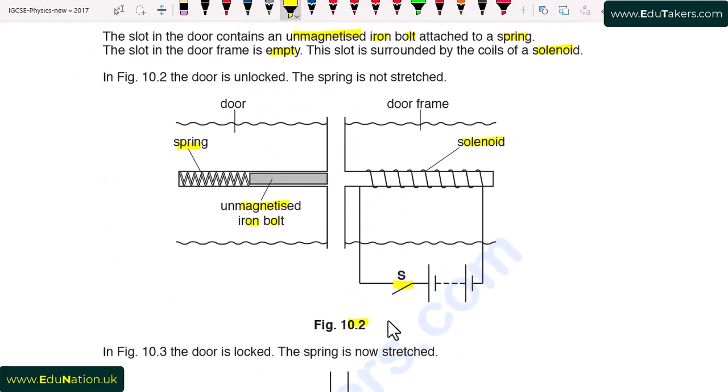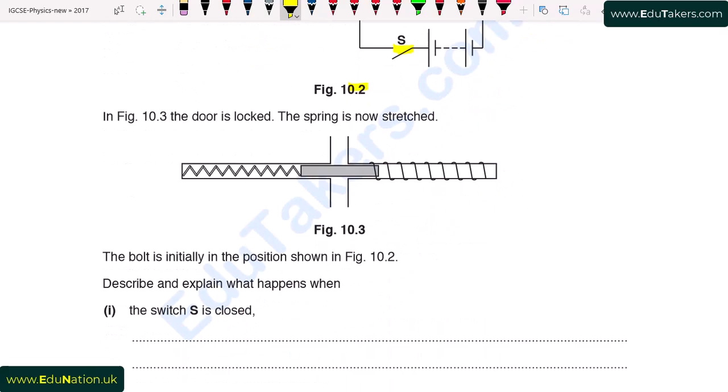In figure 10.2, the door is unlocked. The spring is not stretched. So when the door is unlocked, the spring is not stretched. In figure 10.3, the door is locked and the spring is stretched. Here is figure 10.3. We can see that when we lock the door, the spring is stretched. The bolt is initially in the position shown in figure 10.2. Describe and explain what happens when: Part 1. Switch S is closed. So what happens when the switch is closed?